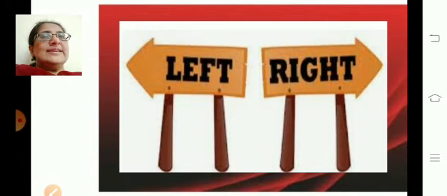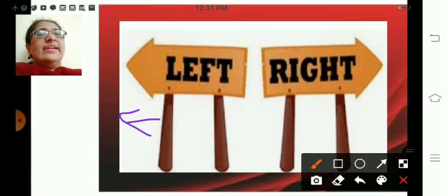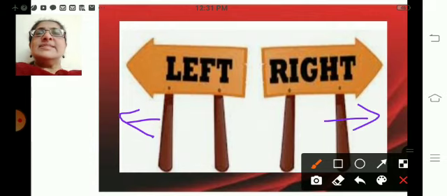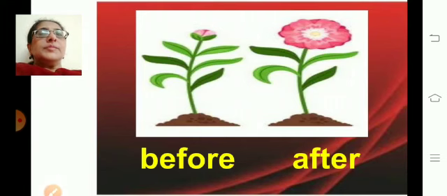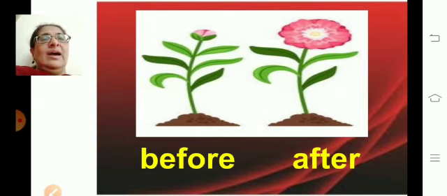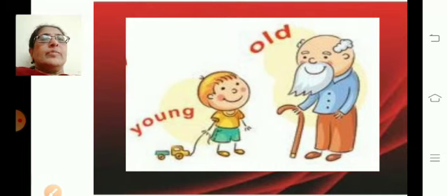Left, right. When you see this direction, it is left. When you see this direction, it is right. So the opposite of left is right. Before, after. First there is a bud on the plant and afterwards it has grown into a beautiful flower. So the opposite of before is after. Young, old. The opposite of young is old.